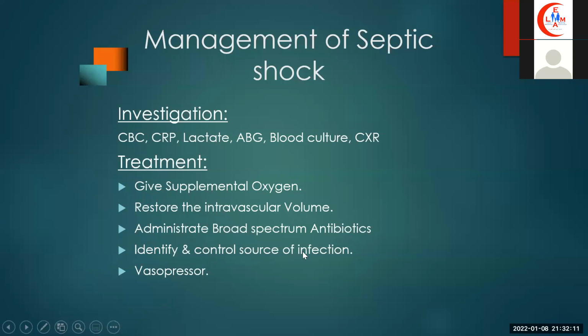Identify and control the source of infection. Of course, this is quite important. So if there is an abscess, you have to drain it. If there is infection inside the chest or the abdomen, it has to be removed. Otherwise, the antibiotic has no effect. Vasopressor, as we mentioned: if you are giving the patient fluid and he's not responding to that, and the CVP is normal, you should think about a vasopressor by giving noradrenaline, because noradrenaline is the main treatment for septic shock, because it causes vasoconstriction.